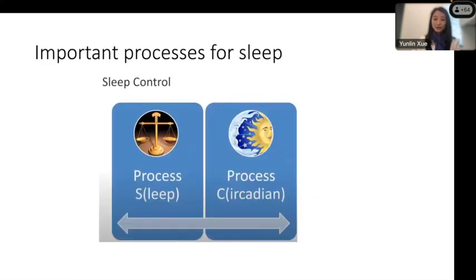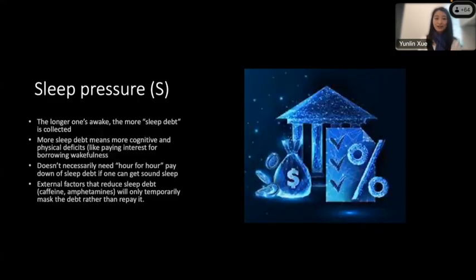So there are two really important processes that drive your sleep overall. The first is how sleepy you are, and secondly is the circadian rhythm of your body. What drives how sleepy you are is what's called sleep pressure. I want you to think of this as sort of your bank account for how much sleep you have. The longer you are awake, the more sleep debt that you collect. And the more debt that you collect, the more physical and cognitive deficits you end up incurring.